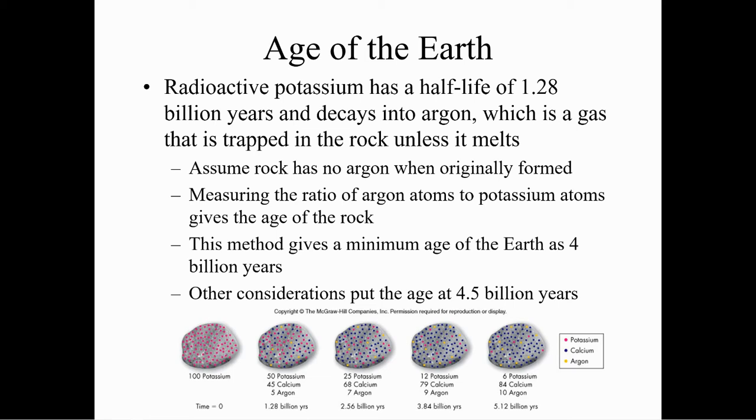Radioactive potassium has a half-life of 1.28 billion years and decays into argon, which is a gas that is trapped in the rock unless it melts. Assume rock has no argon when originally formed. Measuring the ratio of argon atoms to potassium atoms gives the age of the rock. This method gives a minimum age of Earth as 4 billion years old. Other considerations put the age at 4.5 billion years old.